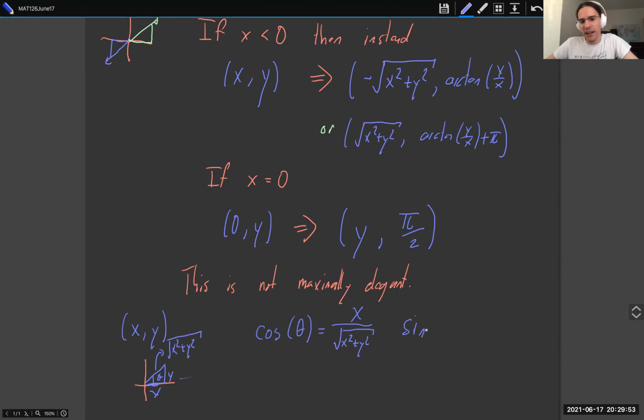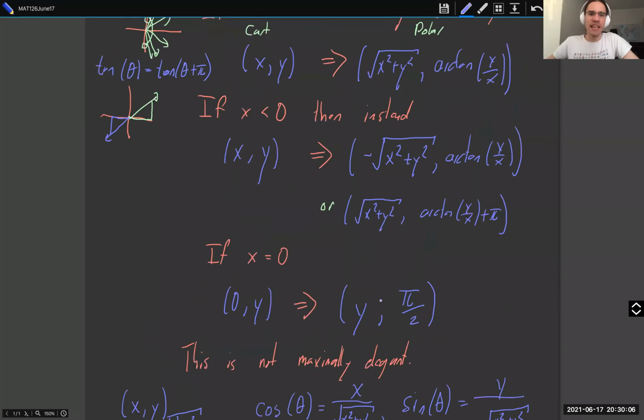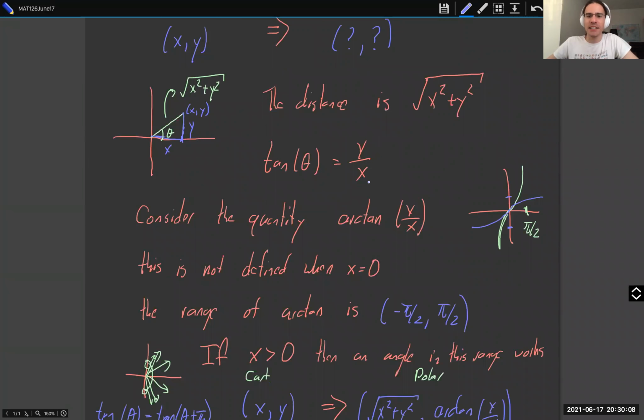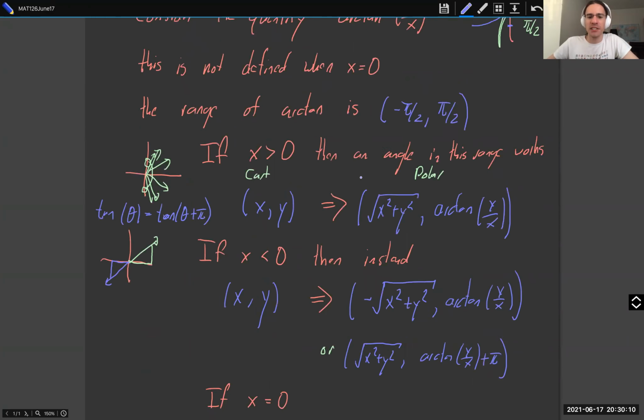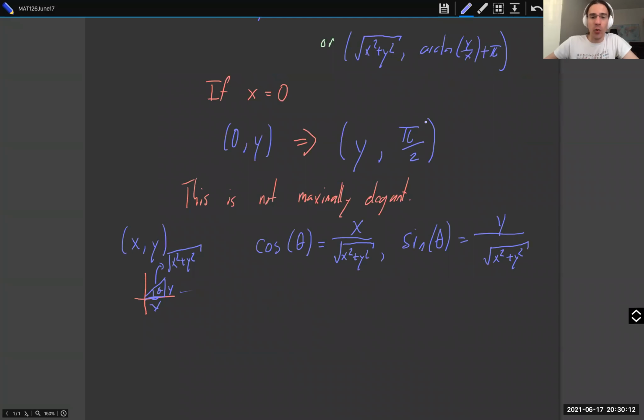Similarly, what is sine of theta? Y over the root x squared plus y squared. Exactly. And then we already discussed tan theta, but the thing with tan theta is that it's not always defined. It's only defined when x does not equal 0. But these things, these are always defined.